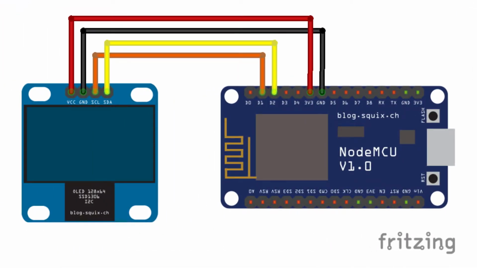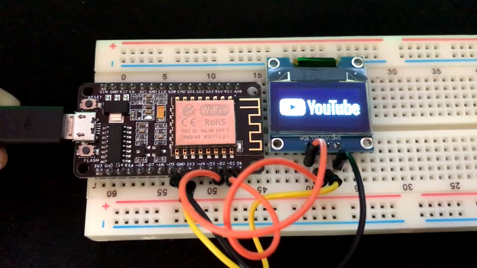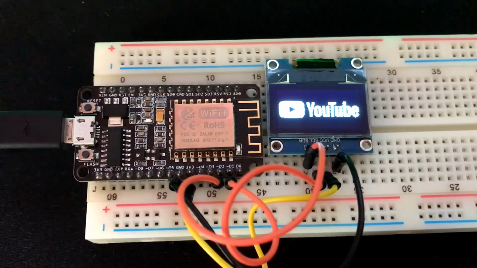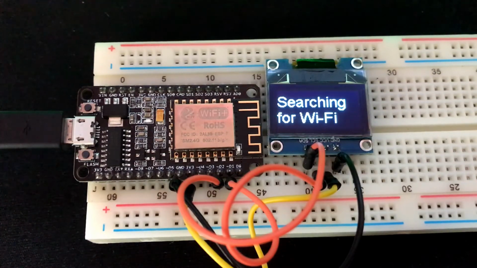Now let's move to the wiring of the OLED display. First, remove the power from the board. If you own a NodeMCU, a Wemos D1 or any other ESP12 board, you should connect the wires as shown in the picture. When you do that, power on the ESP board. If you have done the wiring correctly, you should see the searching for WiFi text on the display.